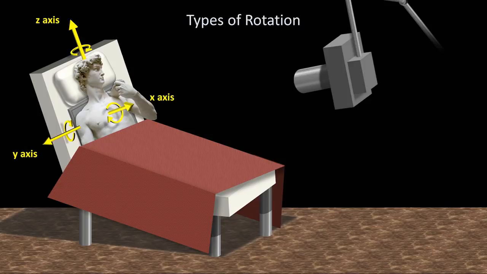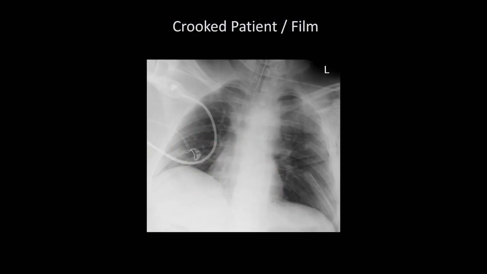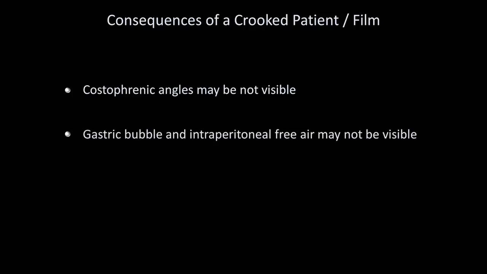The easiest form of rotation to spot, and the one that has the smallest impact on technical quality, is that around what I've labeled the X-axis here. Be aware that these specific axis designations are only my own convention and are not standardized. As you might imagine, the consequence of rotation around this axis is that the patient looks crooked on the film. In general, this type has minimal impact on the accuracy of interpretation. However, there are two consequences. First, one or both of the costophrenic angles may not be visible. And second, the gastric air bubble and intraperitoneal free air, if present in the patient, may not be visible.